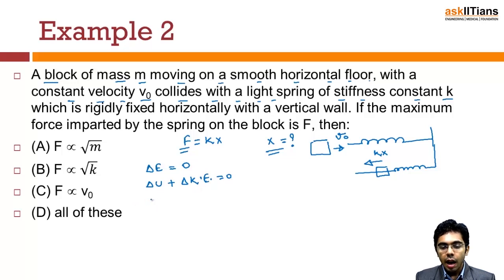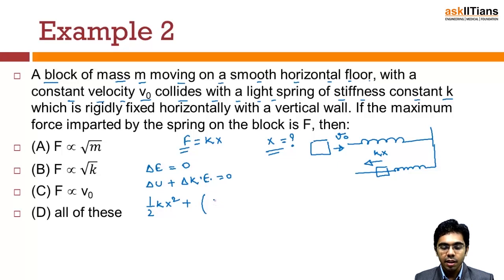So after striking, the block will impart some amount of energy to the spring. Initially, when the spring has its natural length, the initial potential energy is 0, and the final potential energy will be half kx squared, where x is the displacement in the spring, plus the change in kinetic energy, final kinetic energy minus initial kinetic energy.